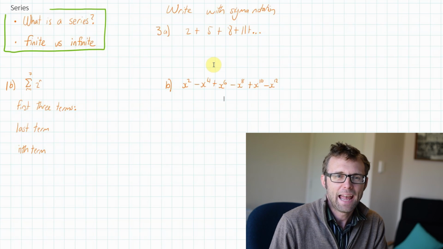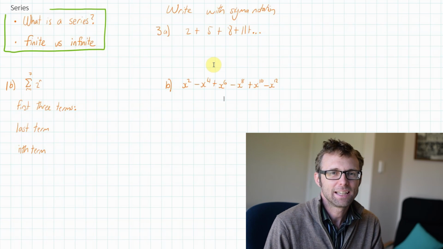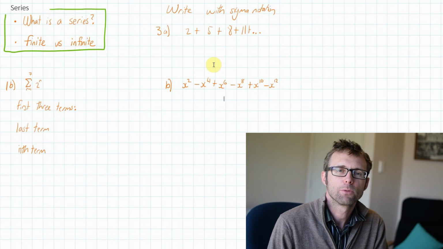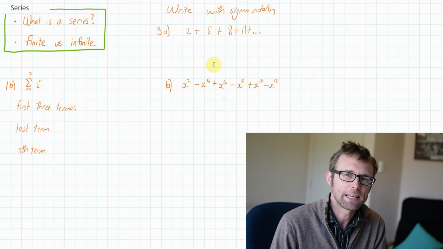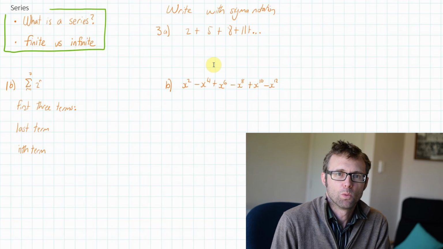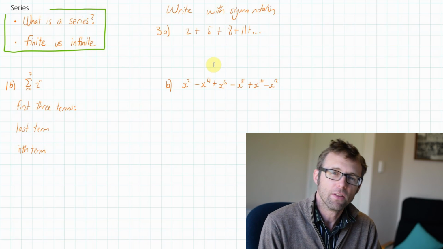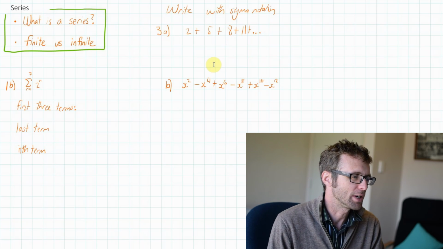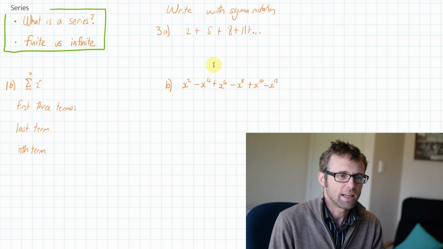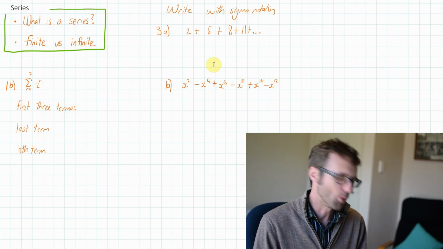Welcome back, team. At this point in our study of series, we are going a little bit beyond where we went in IGCSE. Last time we talked about sequences, for example, 1, 3, 5, 7, 9. This time we're talking about a series. Now, a series is a sequence where you're adding each term onto the next one.